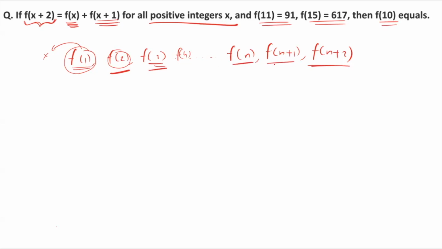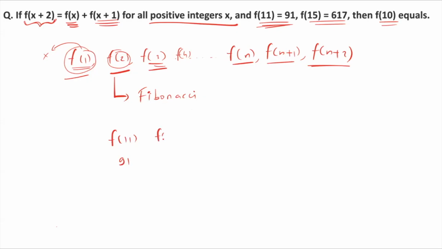This series where every term is the sum of the previous two terms is also called the Fibonacci series. So in the Fibonacci series, every term is basically the sum of its two preceding terms. Now we have been given f(11) is 91. Just write f(11) here as 91.